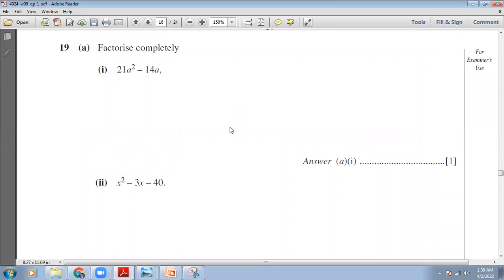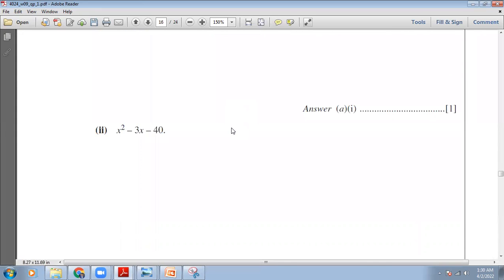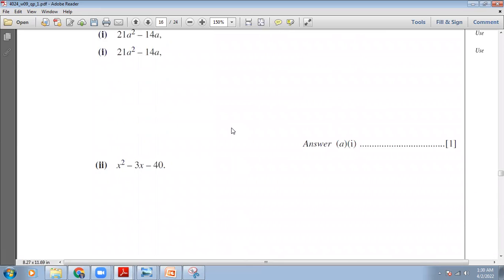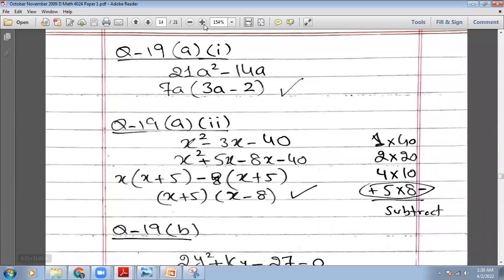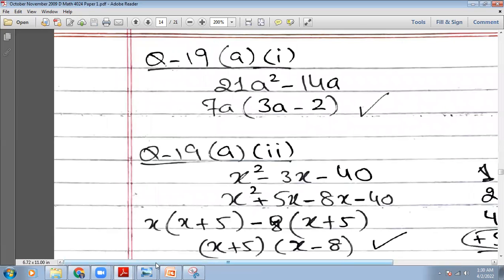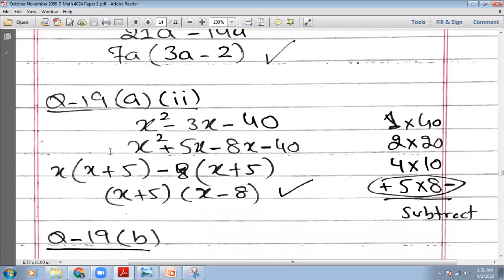So the next question coming up on your screen, he says, factorize completely 21a squared minus 14a. And then they say factorize x squared minus 3x minus 40. So let's do the a part first of all. So 21a squared minus 14a. You can take 7a common. So we have taken 7a common. So 21a squared divided by 7a, that will be 3a. And minus 14a divided by 7a, that will be minus 2. So this is how you factorize the a part.